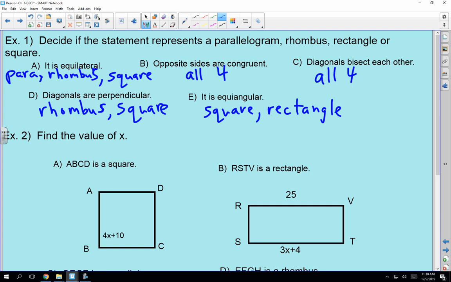All right, it says find the value of x. So here we go with a bunch of setting things equal and solving, or setting them equal to some angle measurement, probably a 90. So right here, ABCD is a square.